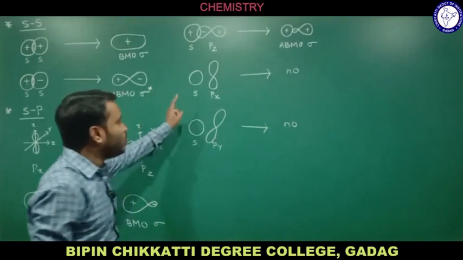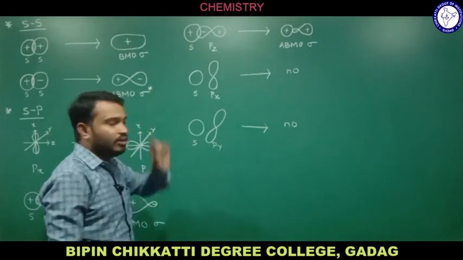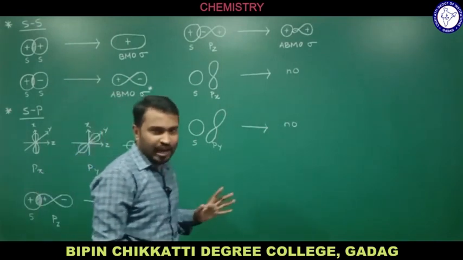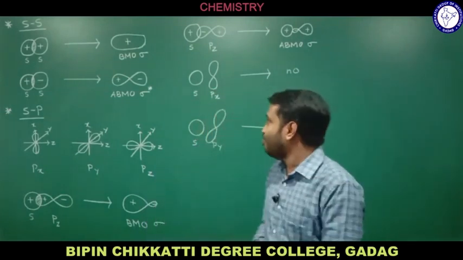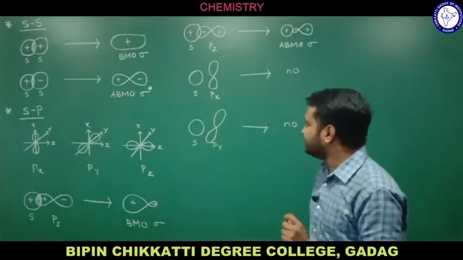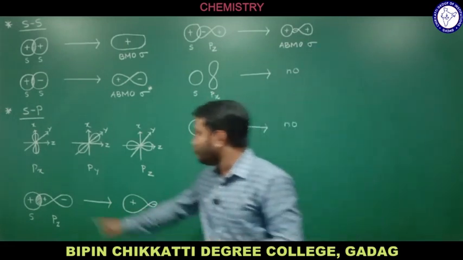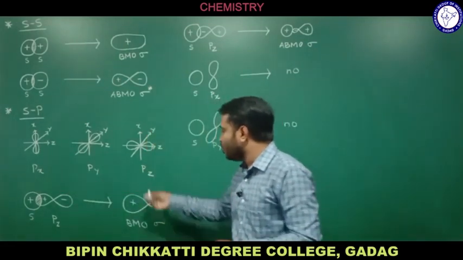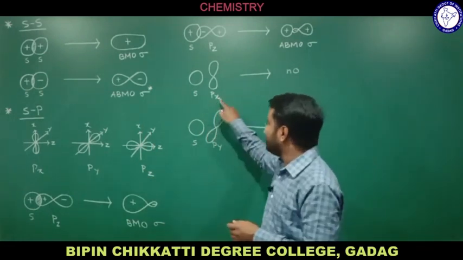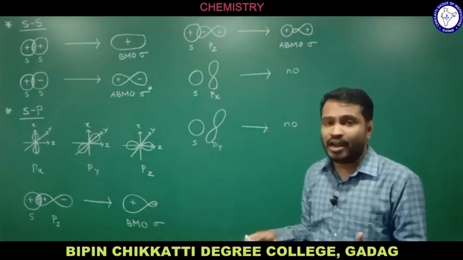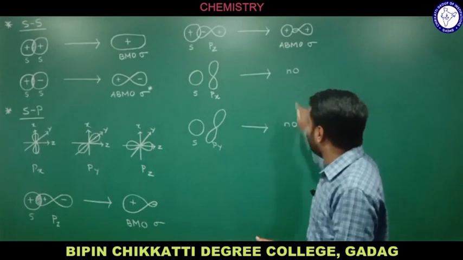So there is no overlapping of S and PX, S and PY. Why? If you observe the direction of the lobes, of course I have not mentioned which is positive and negative, that is not going to matter here. They are of different symmetry I can say. So therefore there is no overlapping of such atomic orbitals. In case of PX, PY and PZ, only PZ is going to overlap with the S atomic orbital, whereas PX and PY are not going to overlap with the S atomic orbital to form the molecular orbital, and there is no overlapping you can say.